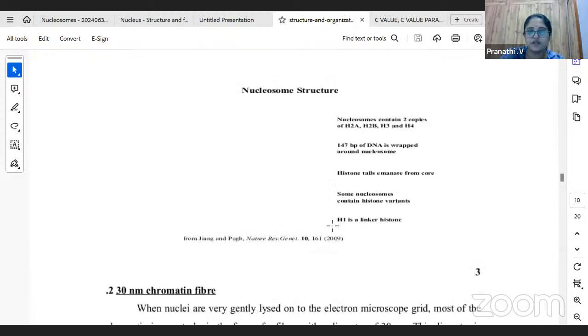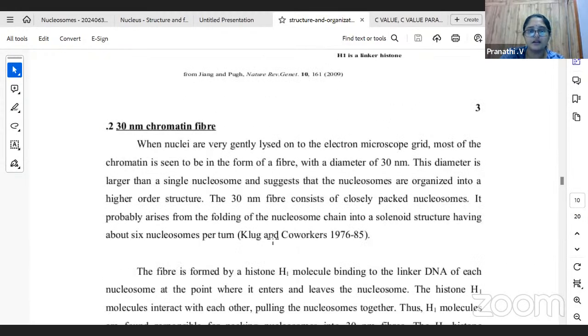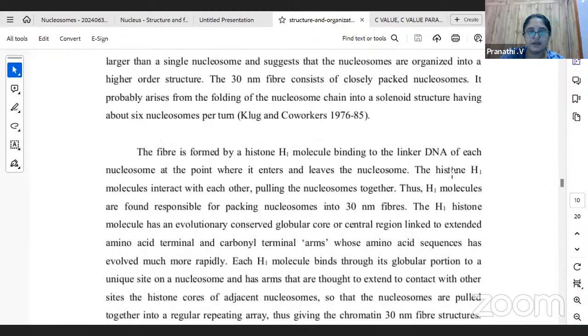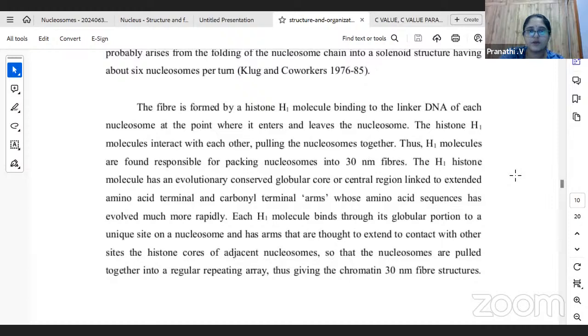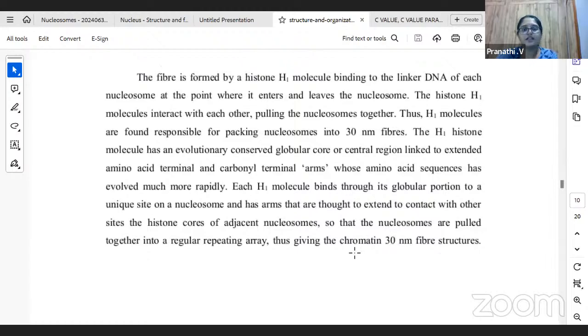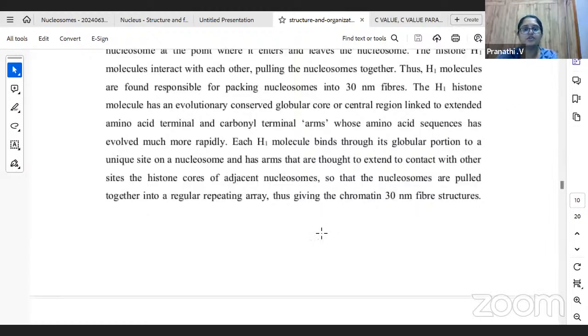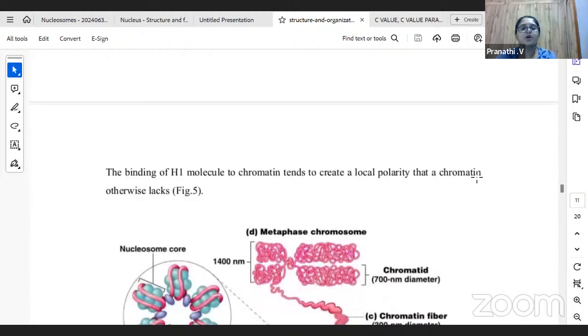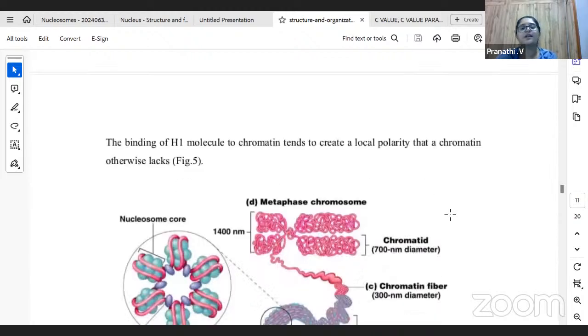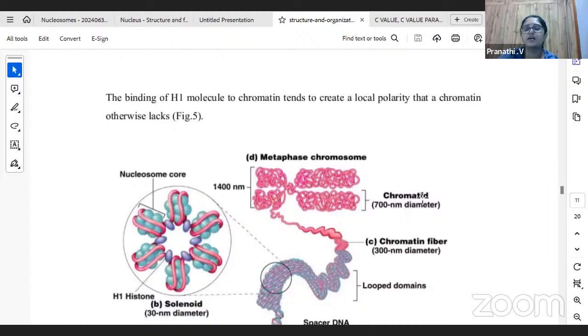Unfortunately, I do not have that picture right now, but otherwise it is in a ring-like manner, and many rings together, and this fiber is formed by the H1 that is going to be bound by the linker DNA that enters and leaves the nucleosome. So finally, you have that solenoid structure also forming the chromatin network. Now, binding of the H1 molecule to the chromatin leads to the creation of a polarity. So you have a charged polarity that the normal chromatin usually doesn't have.